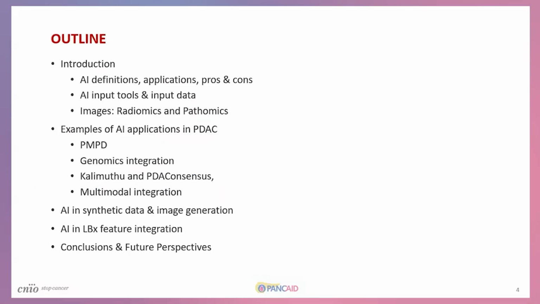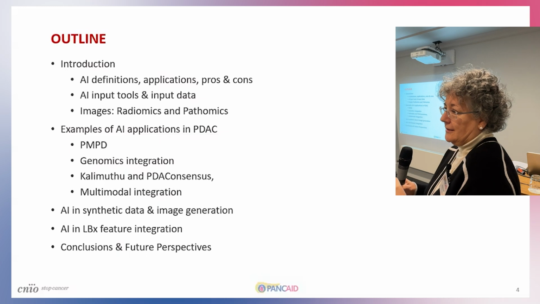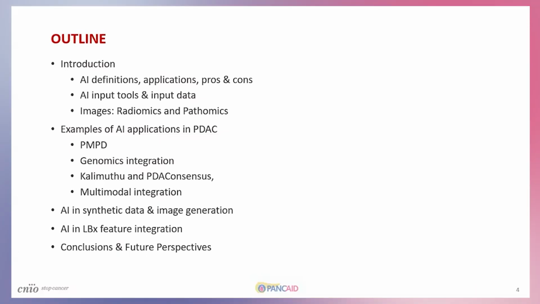So in the outline, we decided first to cover the definitions of the different terminologies and concepts of AI, the application, the pros and cons, and the input of the data. AI needs a lot of reliable data, so which type of data, including also images, and the tools that AI is applying.